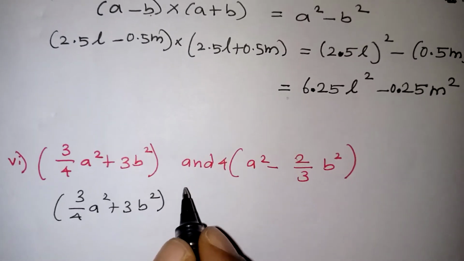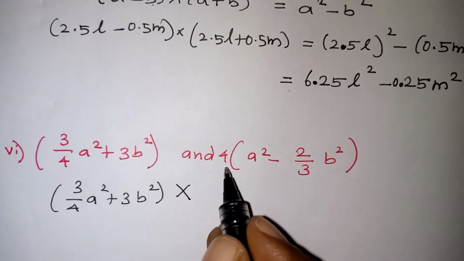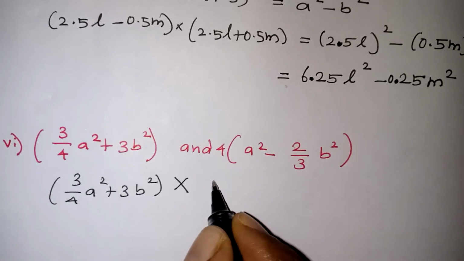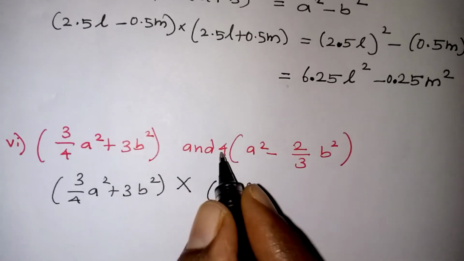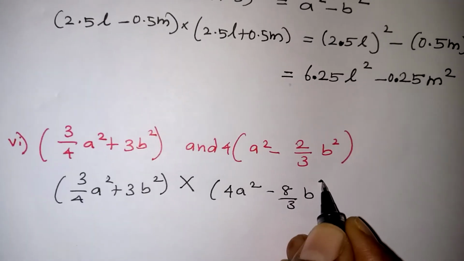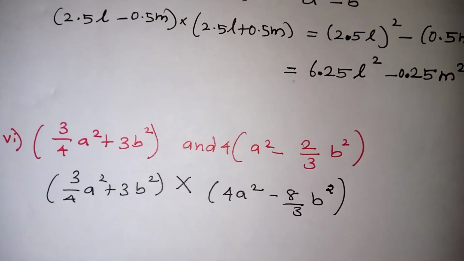The question is given as multiply, so change it into multiply. This 4 is given outside, that should be multiplied inside first. 4 into a squared, 4a squared, and 4 2s are 8 by 3 b squared, like this we are getting. Now we are getting two binomials. Now we have to multiply as it is.